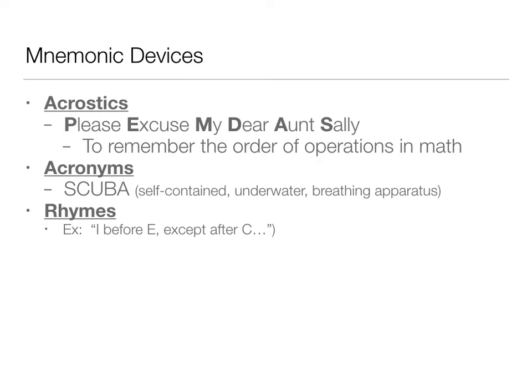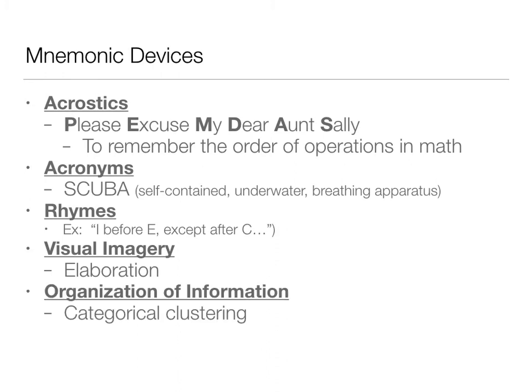Other things that we use to remember things, rhymes. I before E except after C is another one that I use fairly frequently. Spelling is not my forte, and I have to use this one an embarrassingly large percentage of the time in words involving I and E, especially when there's a C. Visual imagery is another way that we do this, and we've got some examples of these on subsequent slides, such as elaboration is one way. Another way that we can remember things is organizing that information, and one way we do this is categorical clustering.